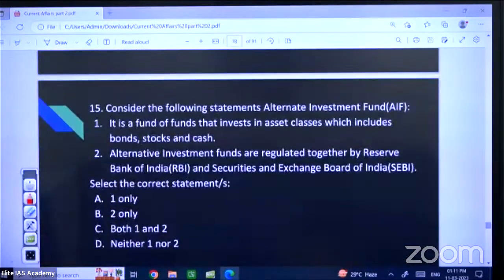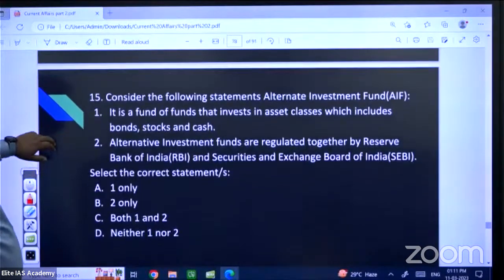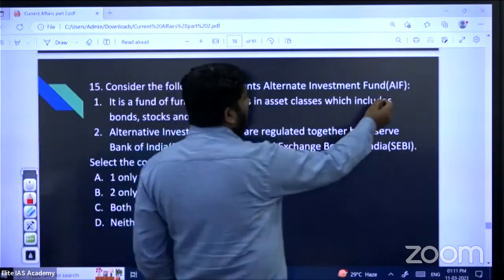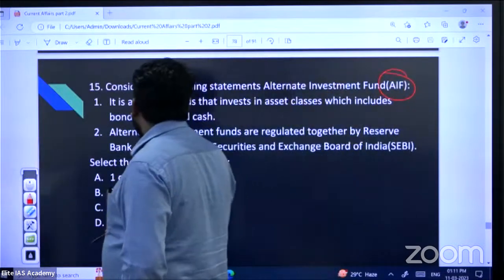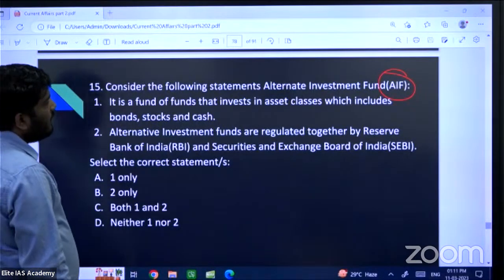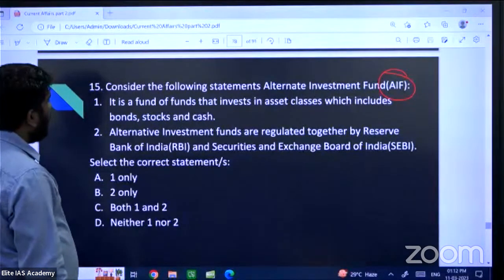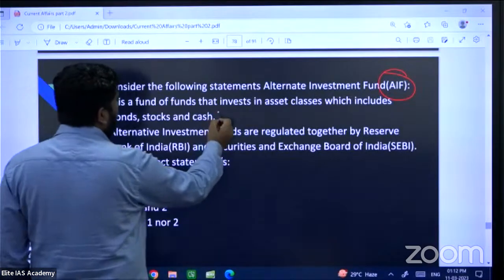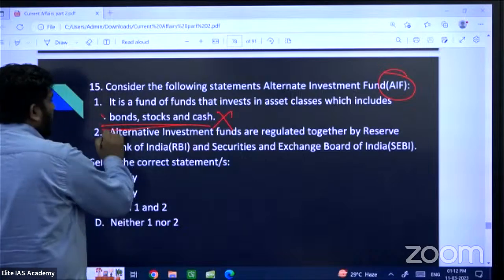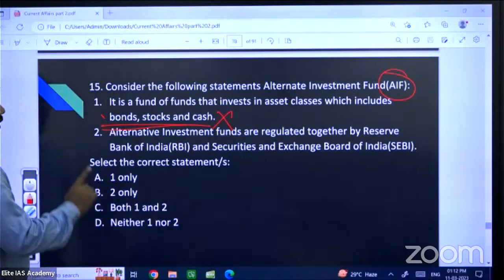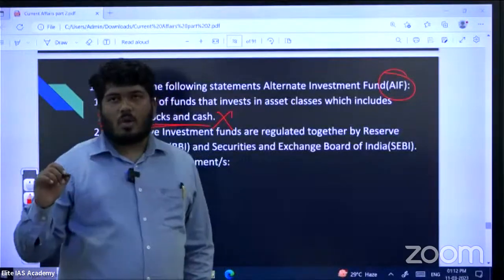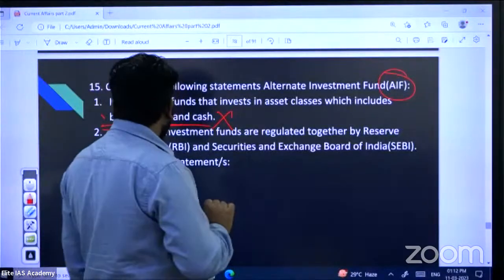Consider the following statements about alternative investment funds. The first statement is that it is a fund of funds that invests in asset classes which include bonds, stocks and cash. No, incorrect. It is invested apart from these, not in bonds, not in stocks, not in cash. So the first option is incorrect.